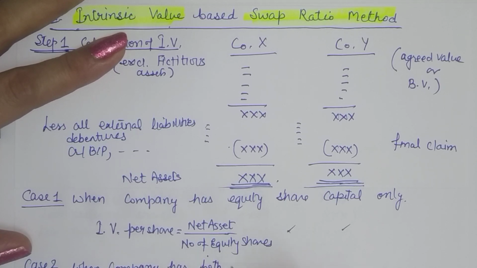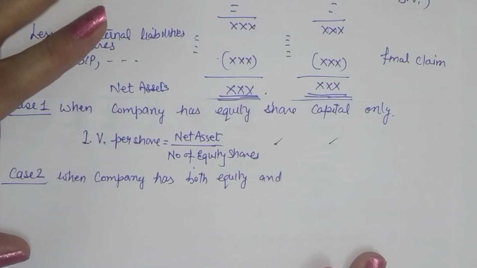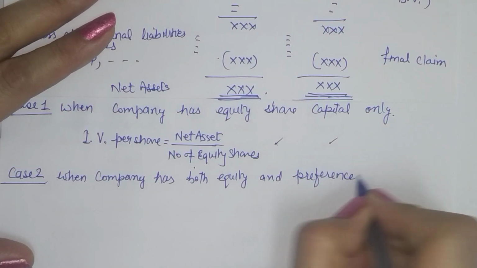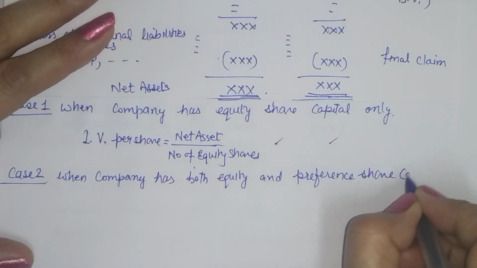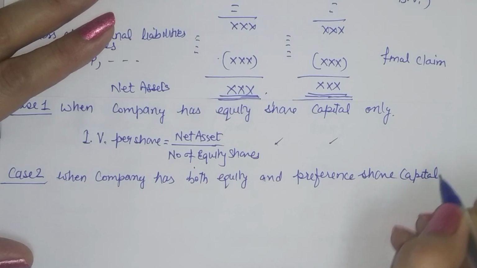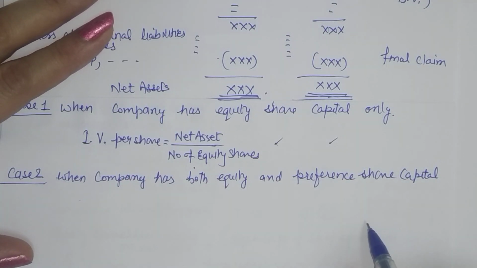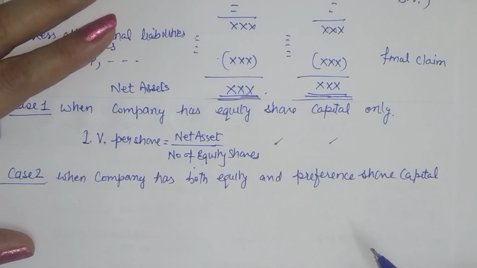Now the second case is when the company has both equity and preference share capital. So the company is having both types of capital, both equity and preference. It will imply that these assets belong to both. Now how much will be the share of preference shareholders in this?